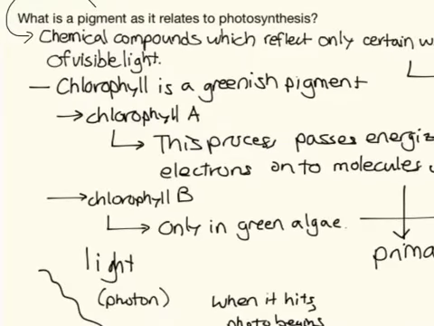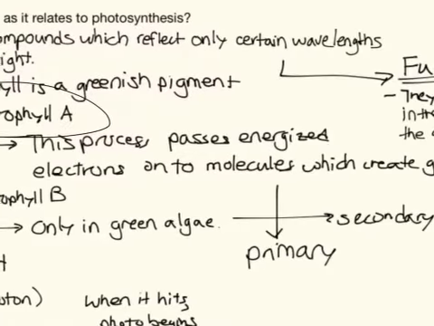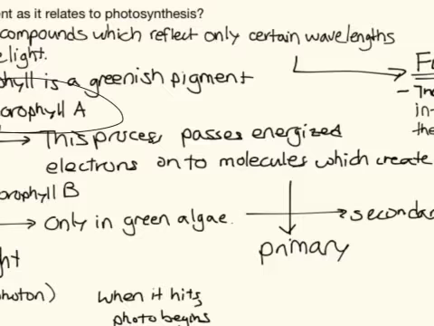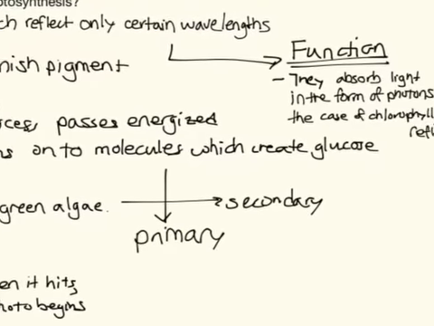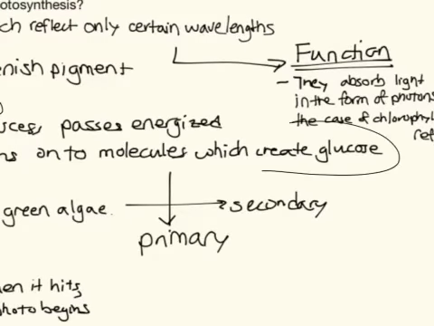So, there are two parts of chlorophyll actually. The first part is chlorophyll A. Chlorophyll A passes energized electrons onto the molecule which creates glucose. Now, glucose, as we know, is a prime endpoint of photosynthesis, a primary byproduct.